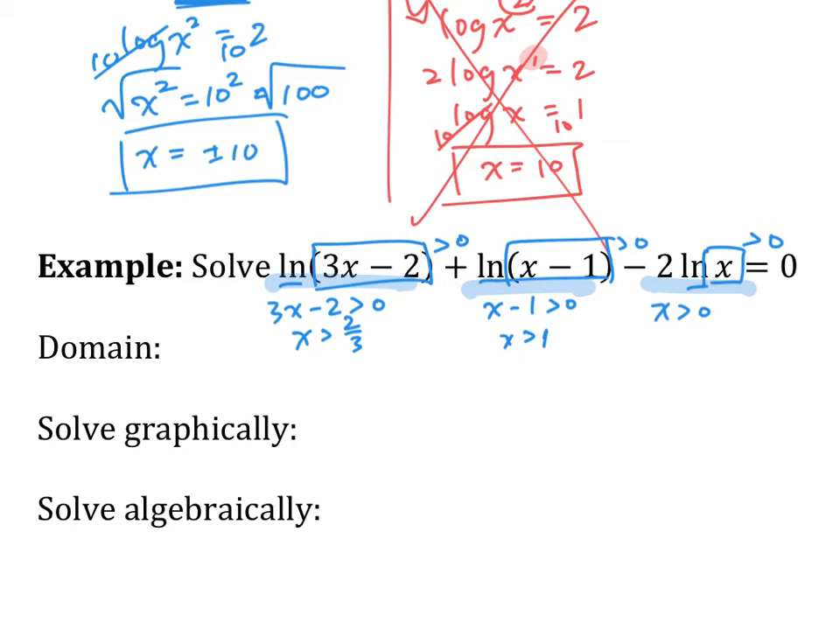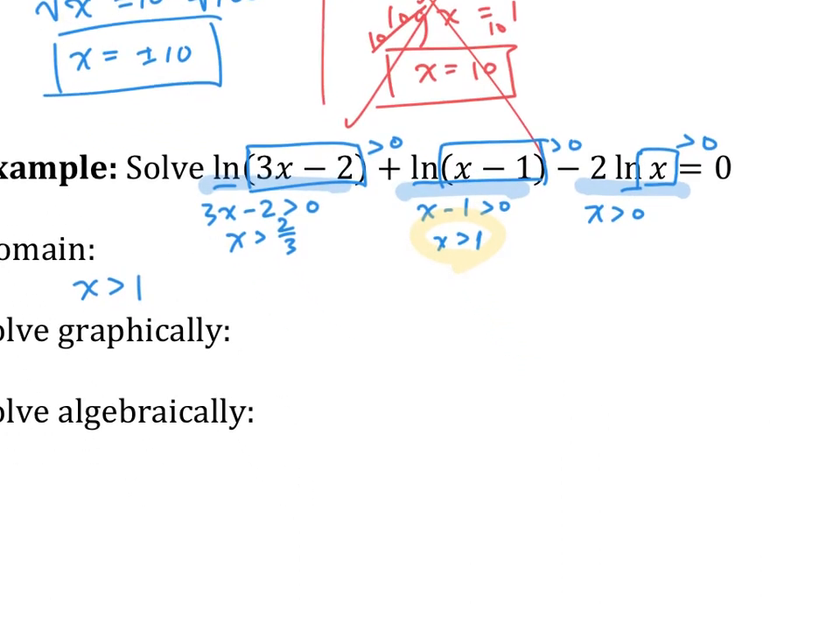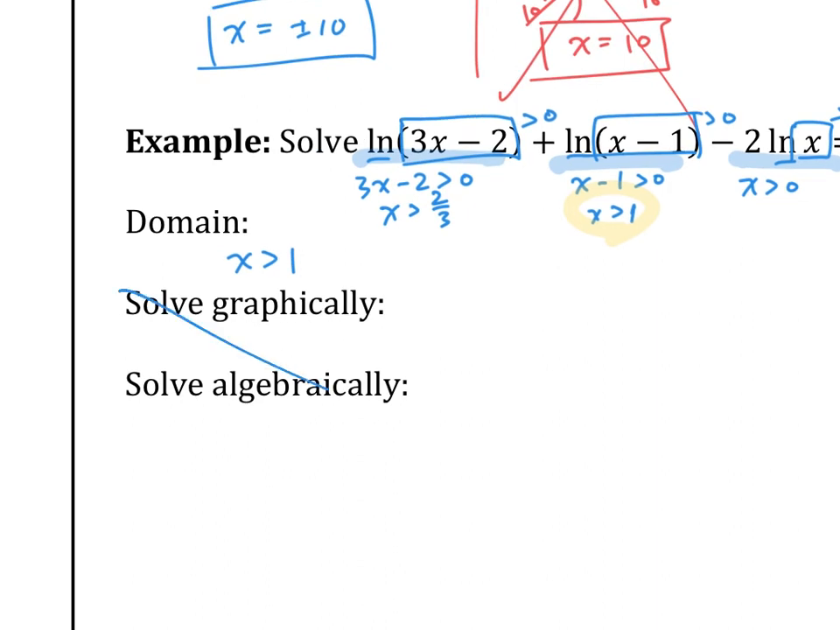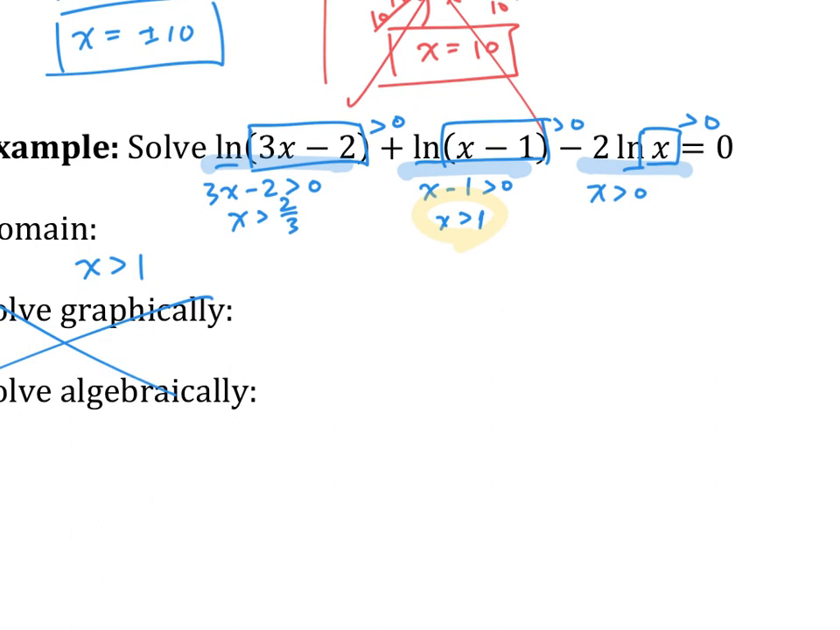Well, this is greater than 2/3. This is greater than 1. This is greater than 0. So who has the least amount of numbers? That is this one, greater than 1. So this one wins, and whatever answer we solve for has to be greater than 1. I'm going to skip solving this graphically because I think solving it algebraically is much faster.